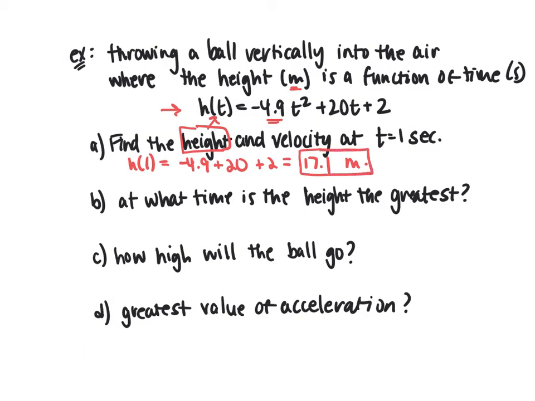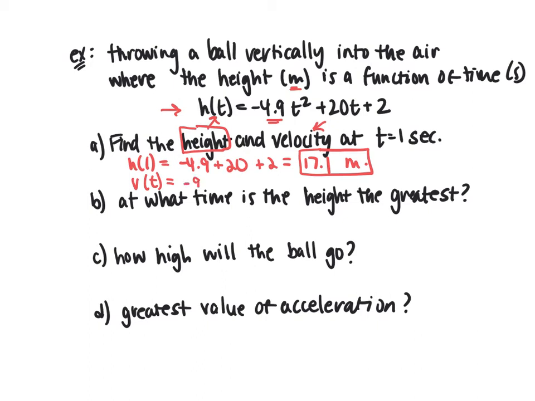So that's our height at 1 second. The velocity, again, has speed and direction. So we're going to find v of t. We'll find the velocity function first, and then we'll plug in the value of 1. So we're going to find the derivative.